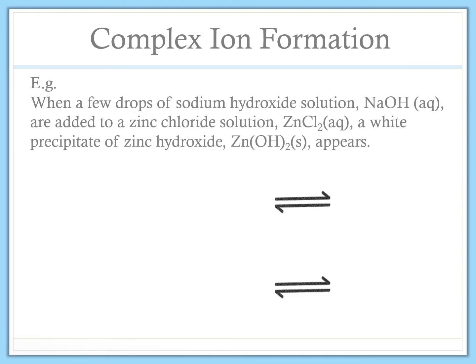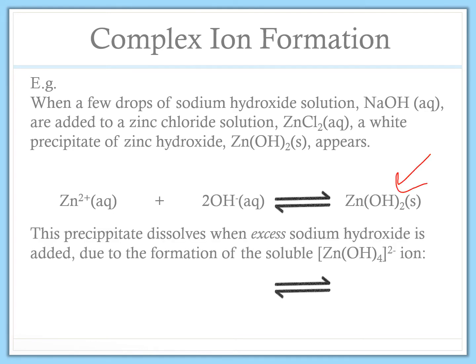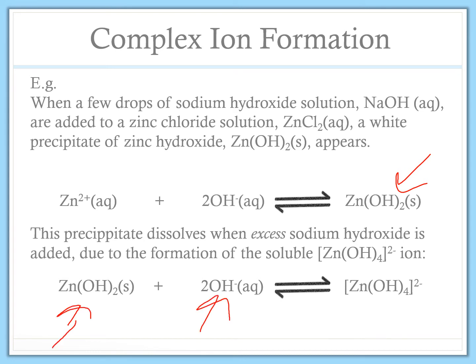So, for example, if you've got a little bit of sodium hydroxide and you add it to a zinc chloride solution, you get a white precipitate of zinc hydroxide. That's not a complex. But that zinc hydroxide can then react with more hydroxide to form the zinc hydroxide complex. See, it goes from zinc hydroxide with two hydroxides attached to it to a zinc hydroxide with four hydroxides attached to it, and that is a complex.